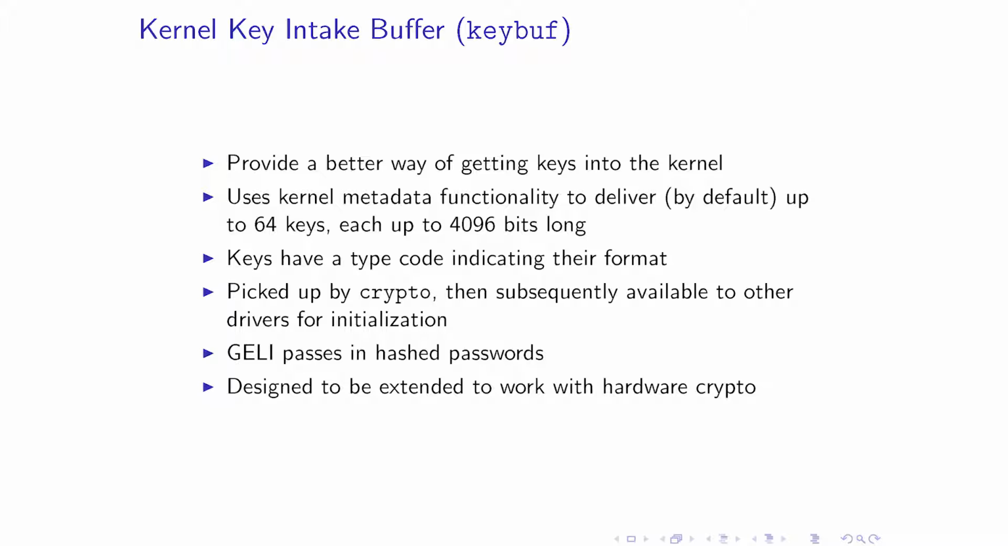So I added this new kind of metadata called the keybuf. By default, it can deliver up to 64 keys, and it's big enough to be a 4096 RSA key, though I don't use that yet. Keys have a tag, so they tell you what kind of key they are. Right now, the only tag is a GELI key. And then when crypto does its initialization, it picks up these keys and does whatever it needs to do with them.